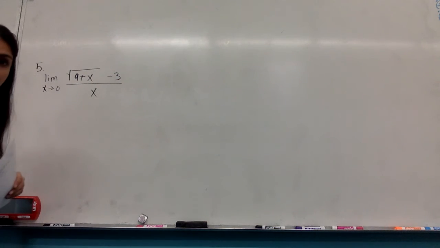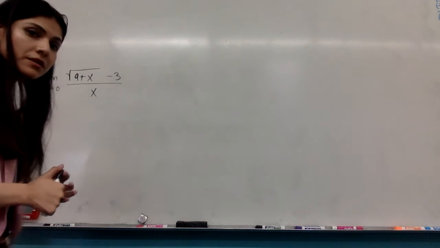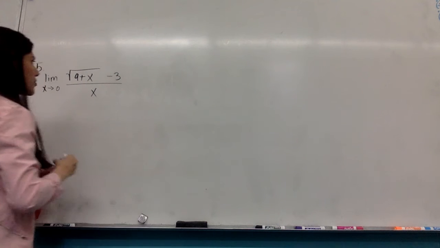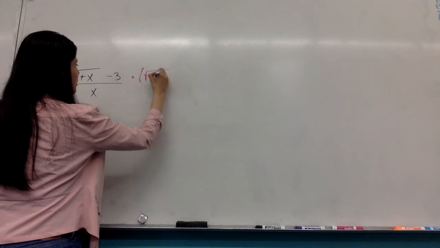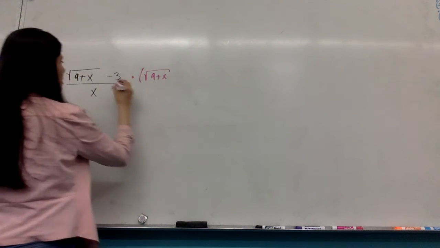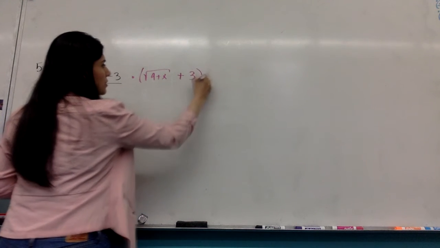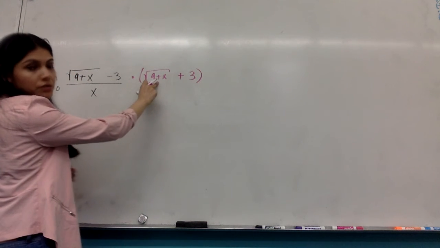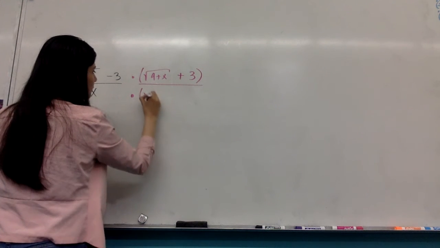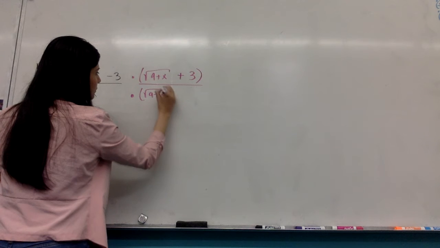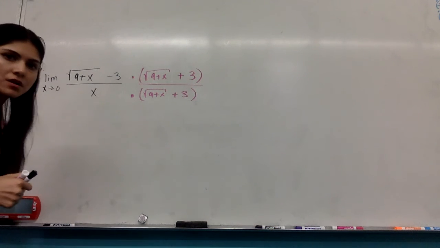Because I already reviewed with you the conjugate technique, you know that in this problem I have to multiply the top and bottom by the conjugate of the numerator. I'm going to multiply the top by the conjugate, which is 9 plus x. The conjugate means that the sign right here changes. This sign right here does not change. All right, and multiply top and bottom by the conjugate.